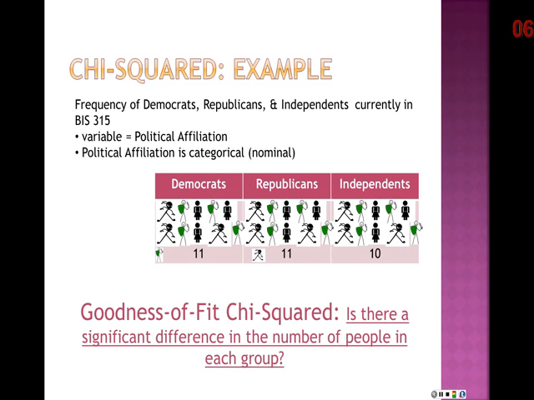So 11 of you guys are Democrats, 11 are Republicans, and 10 are Independents. So in this case, we would be using a goodness of fit chi-squared. And this would help us answer the question, is there a significant difference in the number of people in each group? Right? So do these groups significantly vary from one another? Are there significantly more or less people in various categories?